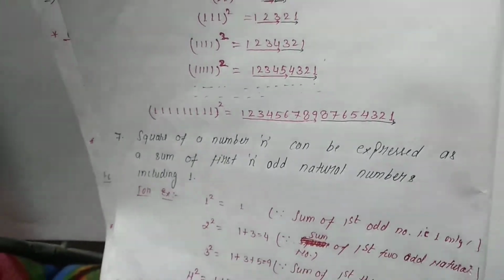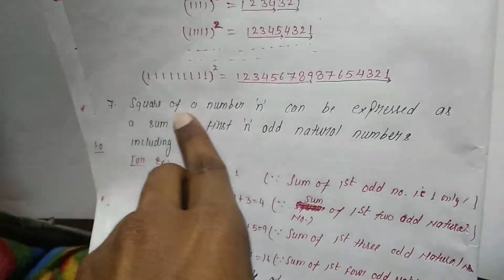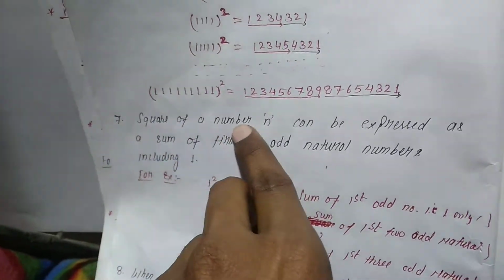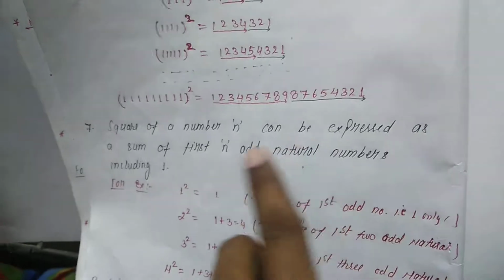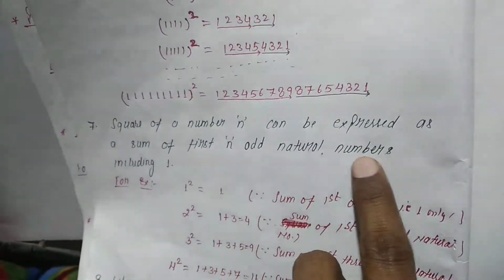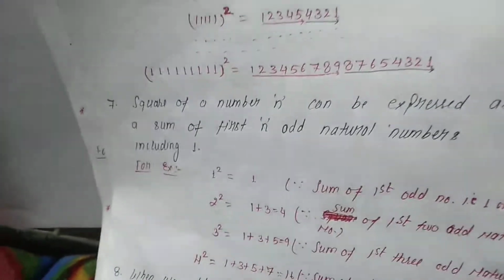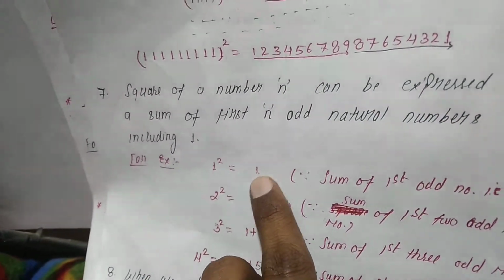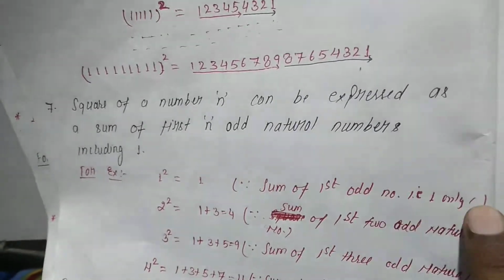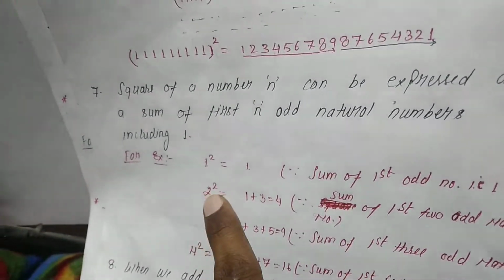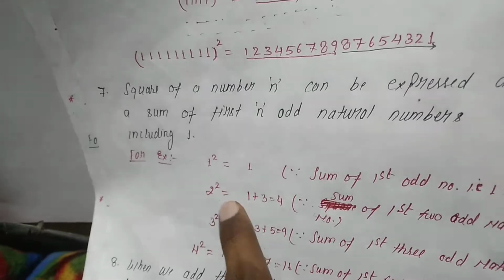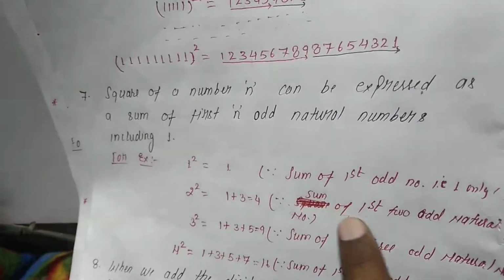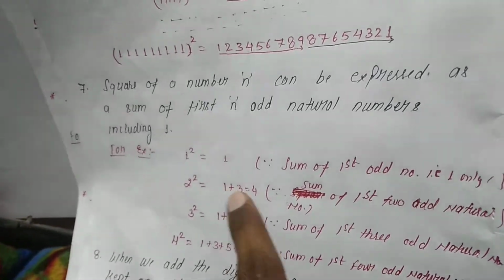Now see, moving to another property: the square of a number n can be expressed as the sum of the first n odd natural numbers, including 1. See here, the square of 1 is 1, and the sum of the first odd natural number is that 1 only. Now see, for the square of 2, we will write 1 plus 3, the sum of the first 2 odd natural numbers. See here, 1 plus 3 is 4.